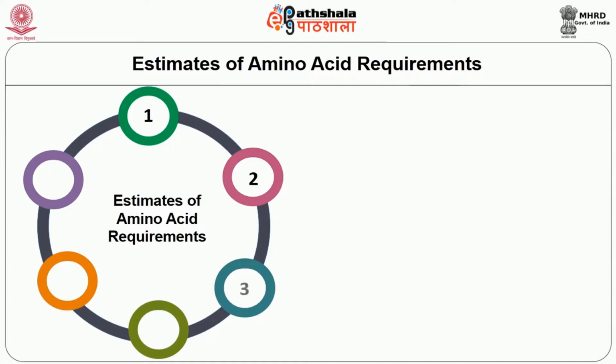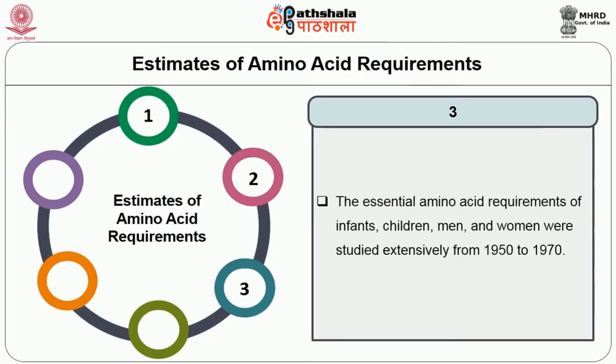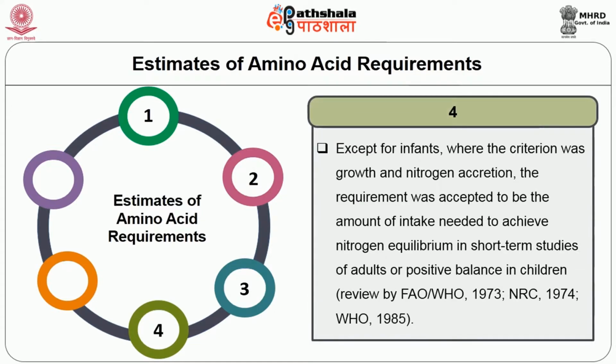also be considered. The essential amino acid requirements for infants, children, men and women were studied extensively from 1952 to 1970. Except for infants, where the criterion was growth and nitrogen accretion, the requirement was accepted to be the amount of intake needed to achieve nitrogen equilibrium in short-term studies of adults or positive balance in children.